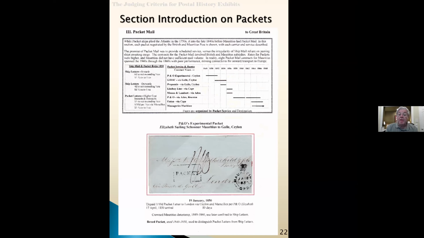Here is a very interesting and innovative section introduction. The running heading is Roman numeral 3, packet mail, and the page heading is to Great Britain. But notice the section heading. It consists of three things. It consists of text at the top, then you have a table, and then you have a chart. That's a good way of putting a great deal of information about this coming chapter on one page.